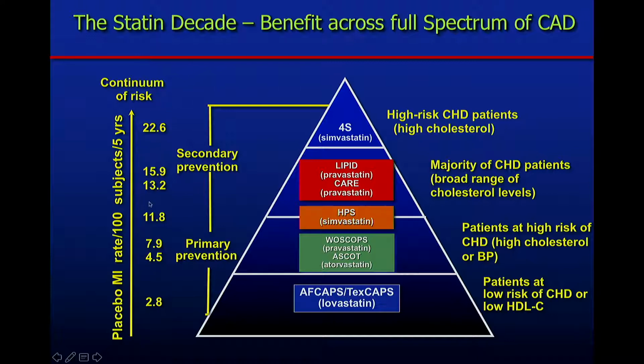You can see here the number of heart attacks in the placebo group in 4S was about 23. It's much lower in AFCAPS, about 3, and that relates to the number needed to treat to prevent an event. In 4S, it's very clear-cut, the benefit. And now in terms of, with more and more evidence, we accept this number needed to treat in appropriate patients out of AFCAPS, which was 50.